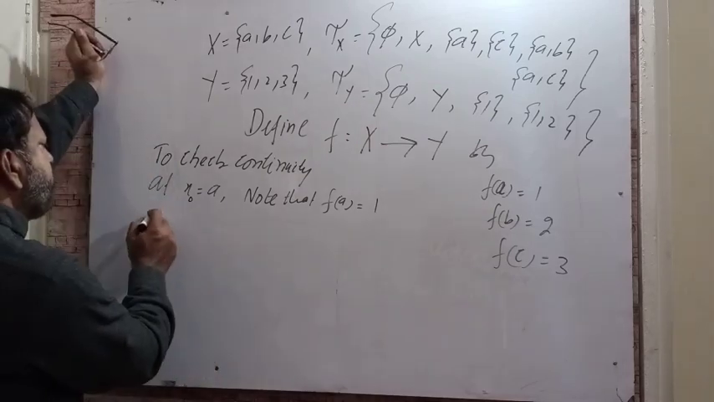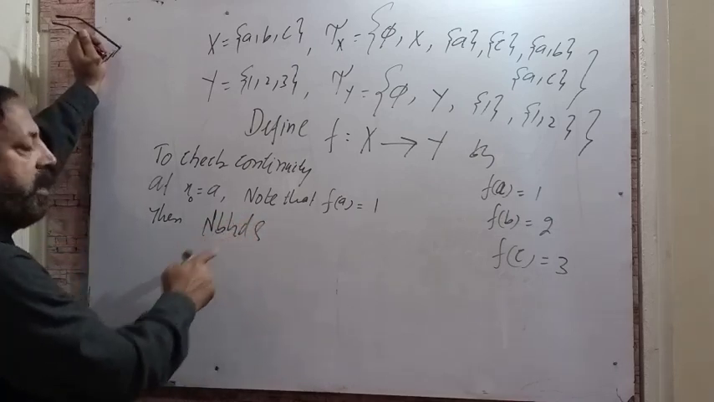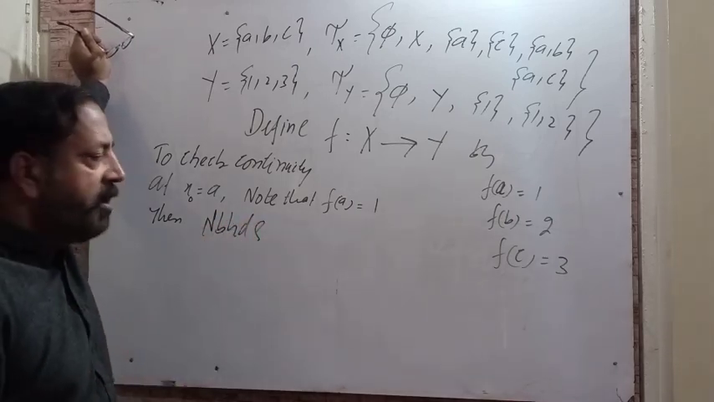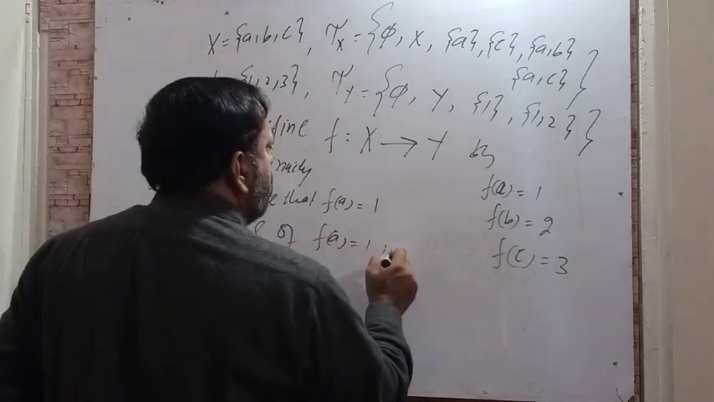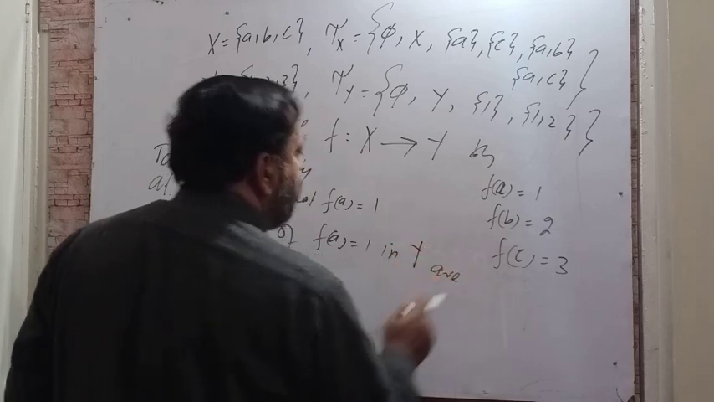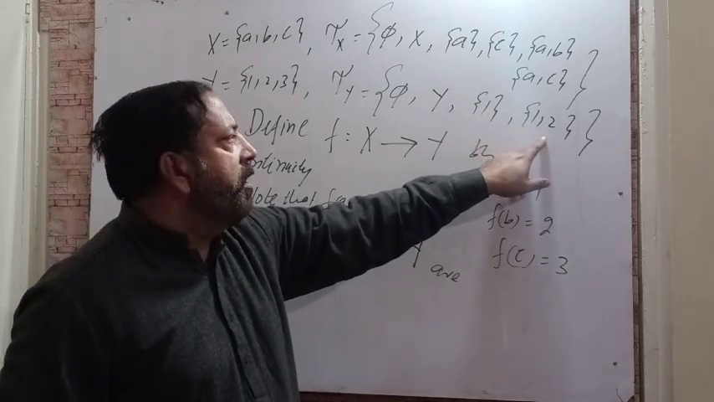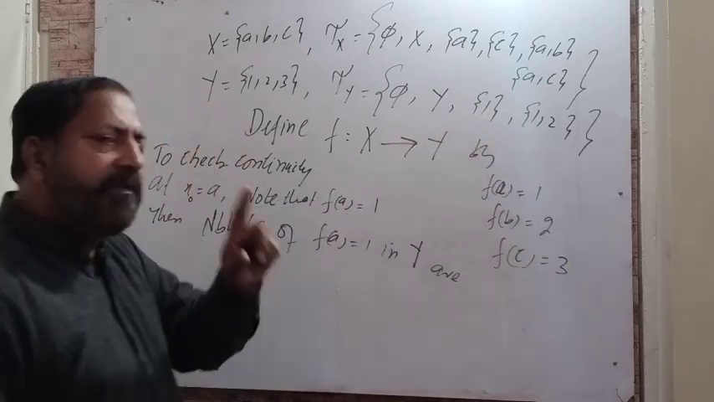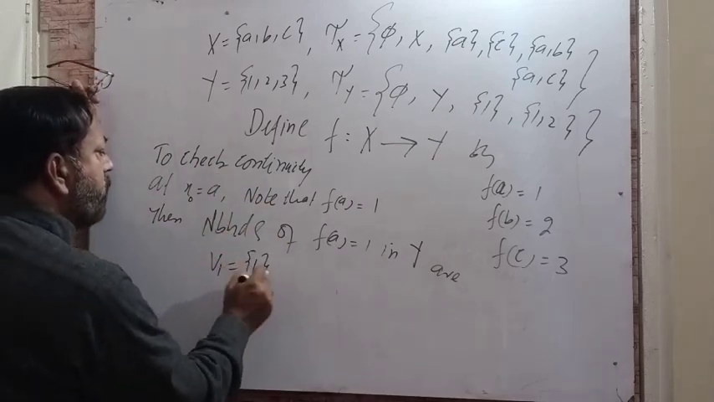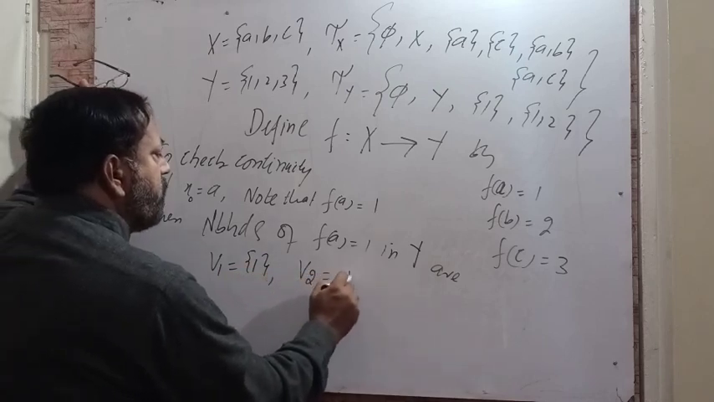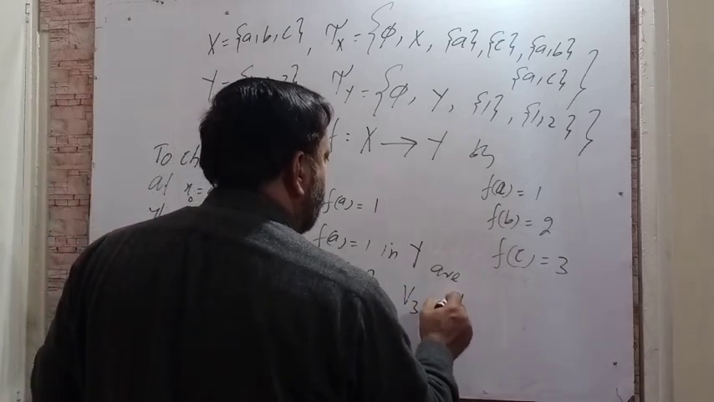So then, the neighborhoods, I am writing NBDs for neighborhoods. The neighborhoods of f(a) = 1 in Y are, what are the neighborhoods? Look here. {1} is contained in here, {1, 2} is contained in here, and 1 is also a member of Y. So you have 3 neighborhoods. One is V₁ = {1}, then V₂ = {1, 2}, and then V₃ = Y.